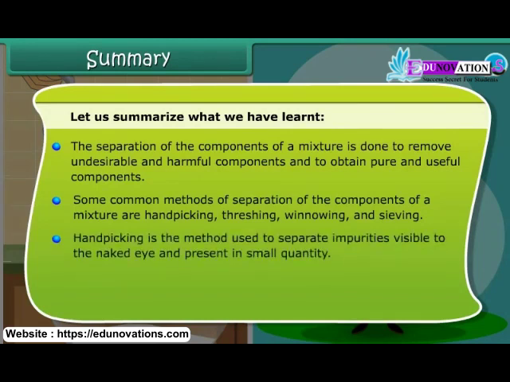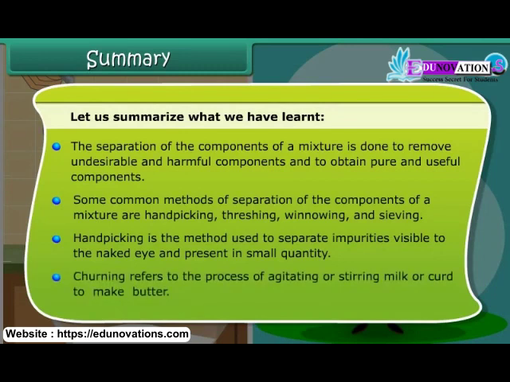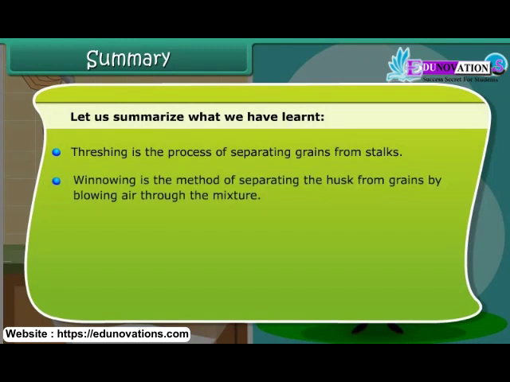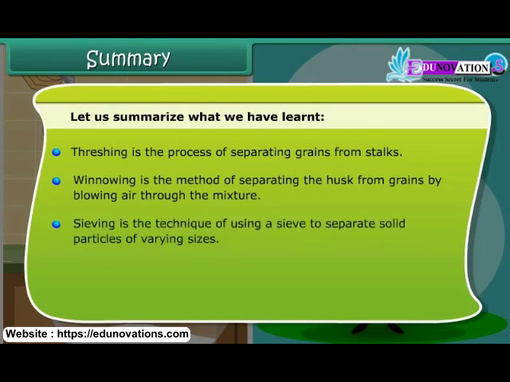Hand-picking is the method used to separate impurities visible to the naked eye and present in small quantity. Churning refers to the process of agitating or stirring milk or curd to make butter. Thrashing is the process of separating grains from stalks. Winnowing is the method of separating the husk from grains by allowing air through the mixture. Sieving is the technique of using a sieve to separate solid particles of varying sizes.